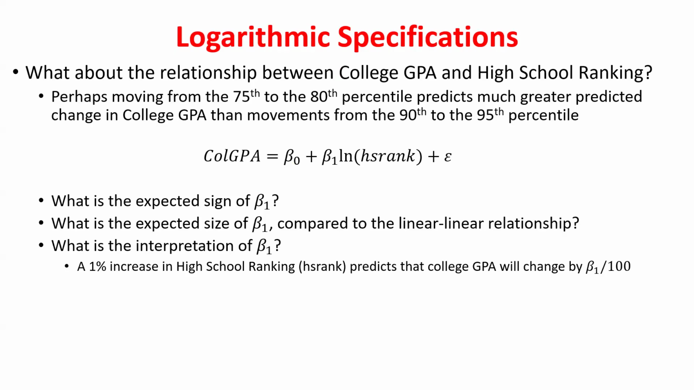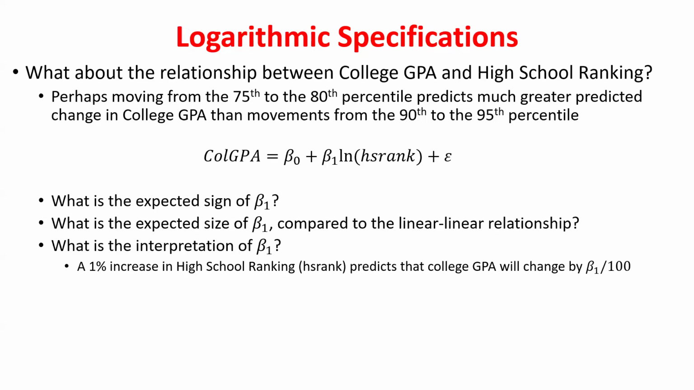So if I've got, I already did a similar example, but if I have GPA, I'm trying to predict it with someone's high school rank. We know that maybe going from the 75th to 80th percentile is not the same as going from the 90th to the 95th, right? So the same unit change is a different percentage change, and that might matter. So how would I interpret this coefficient?